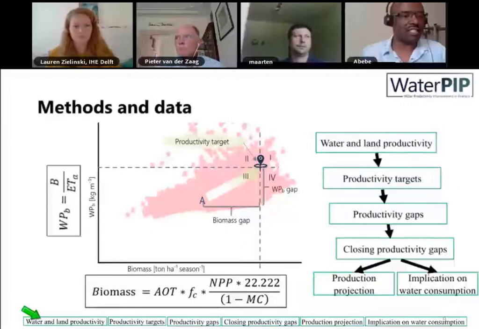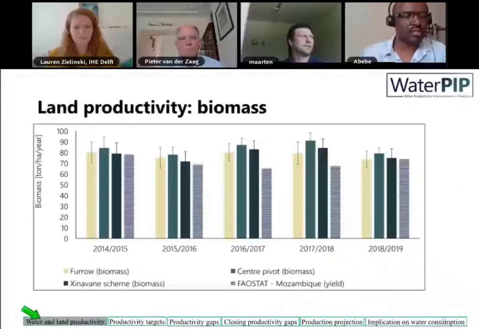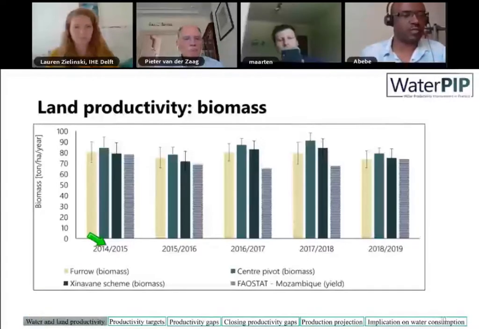So the next result is what is the land productivity? So the land productivity here is plotted for five seasons from 2014-15 up to now. And all those bars show the biomass in tons per hectare per year. The first three show, in the cluster, the biomass at the savanna for different irrigation technologies: furrow, followed by center pivot, and then the whole scheme. And then the last column shows the yield of sugarcane for Mozambique, again from the savanna, from the FAOSTAT.